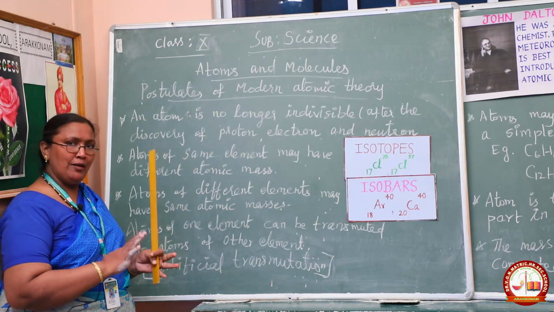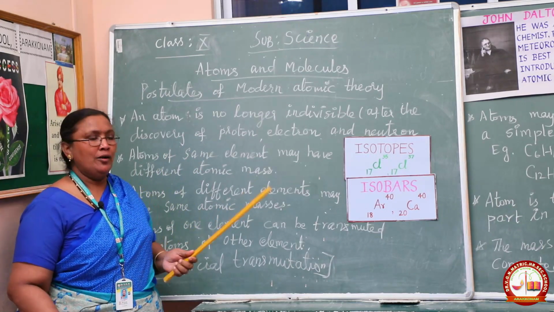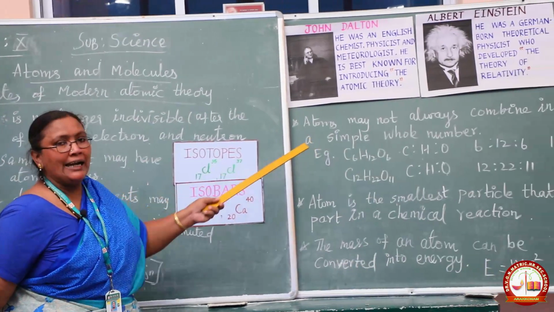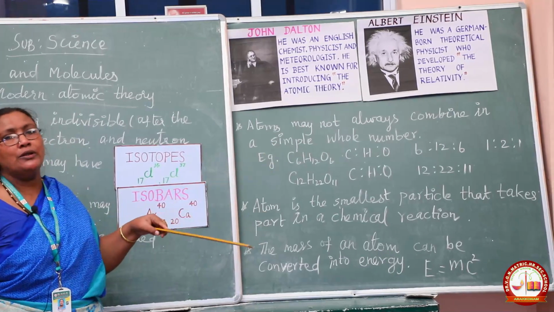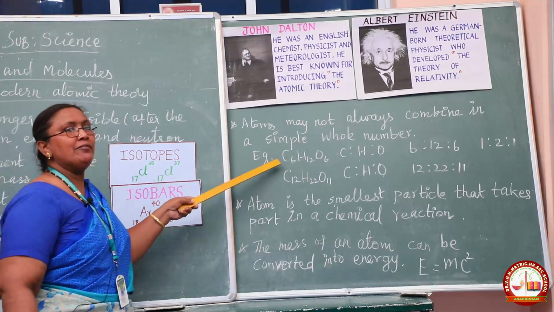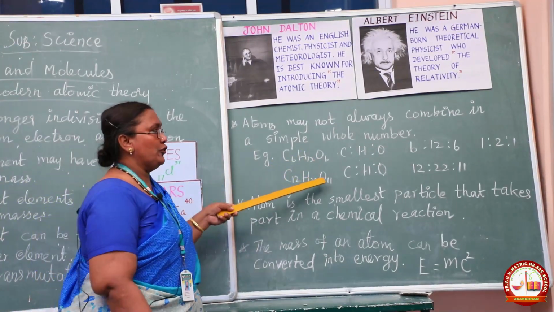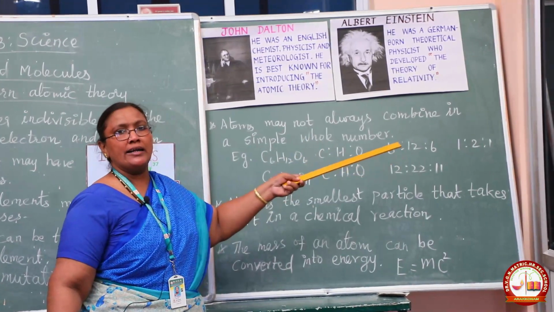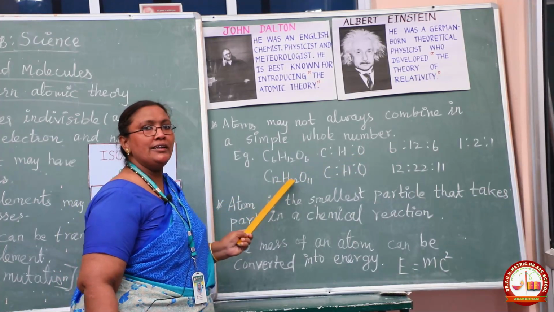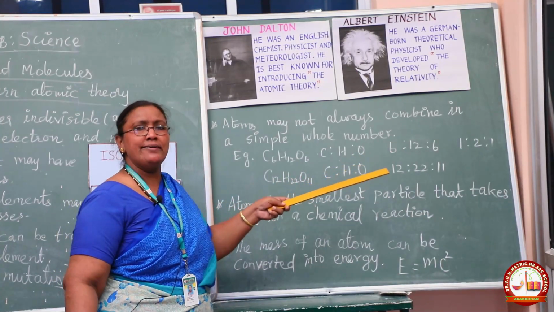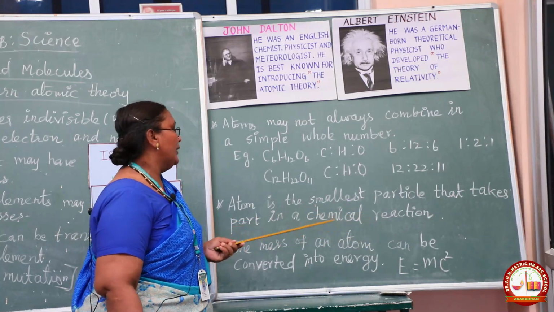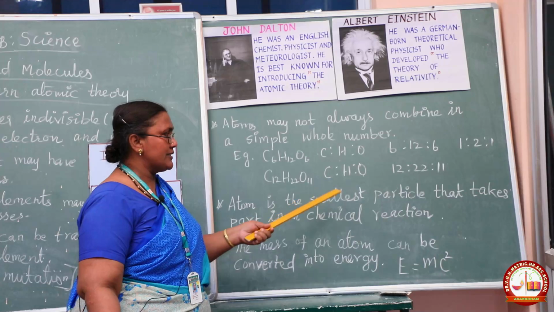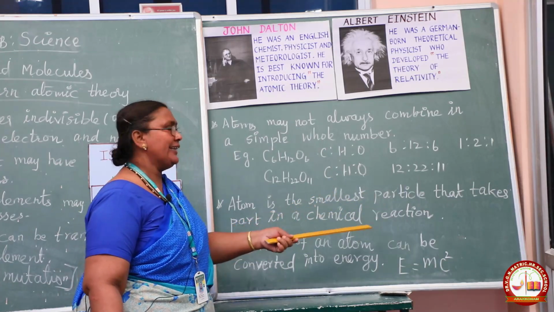Then the fourth point: one element can be changed into another element by artificial transmutation. The fifth point: atoms may not always combine in a simple whole number ratio. Two examples are given, glucose and sucrose. The ratio of carbon, hydrogen and oxygen in glucose is 1:2:1. In sucrose, it is 12:22:11, which is not a simple whole number ratio. The sixth point: only atoms take part in a chemical reaction, so the atom is the smallest particle that takes part in a chemical reaction.